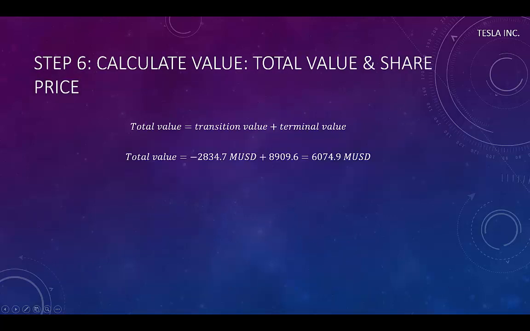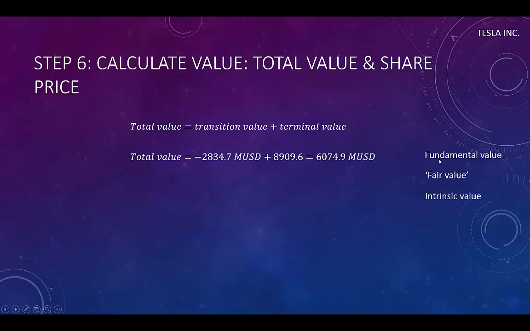The total value of the firm is the sum of the transition value and the terminal value. In our case, it is approximately $6.1 billion. This is the intrinsic value, which is also called the fundamental value or the fair value. We are not finished yet. We wanted to calculate the intrinsic value of equity. What we have here is the intrinsic value of the total firm, or the intrinsic enterprise value.